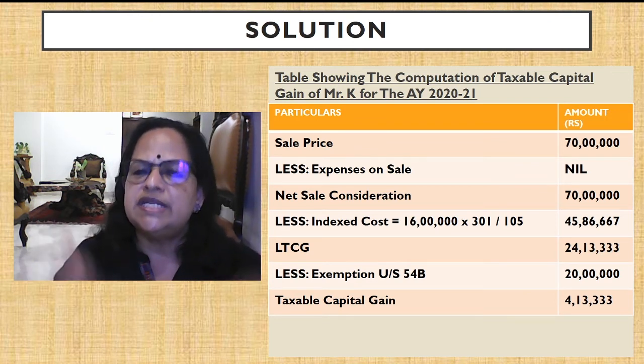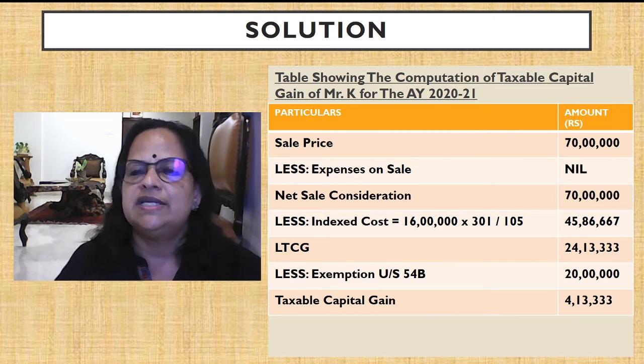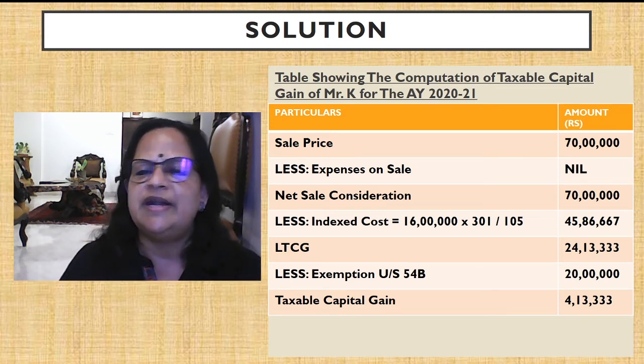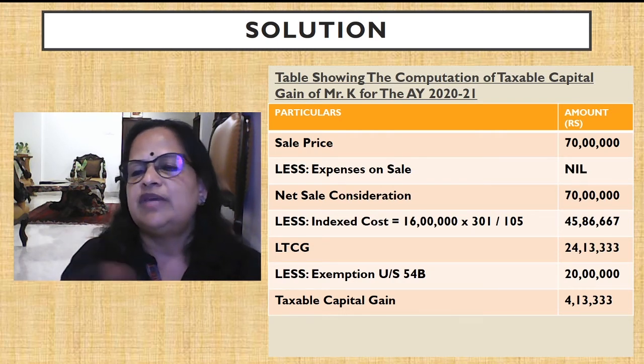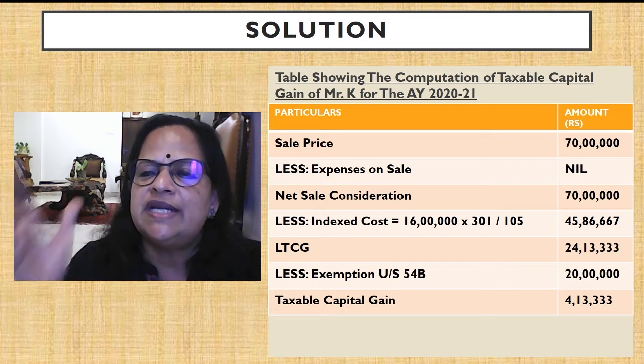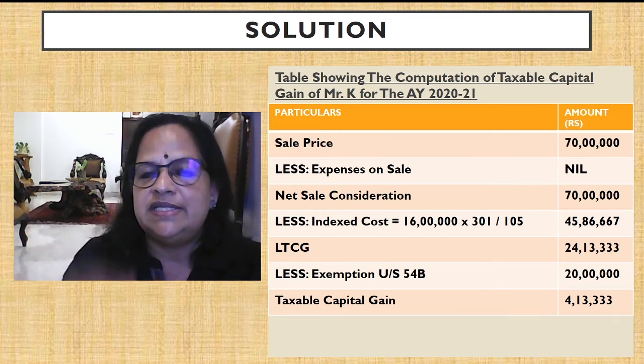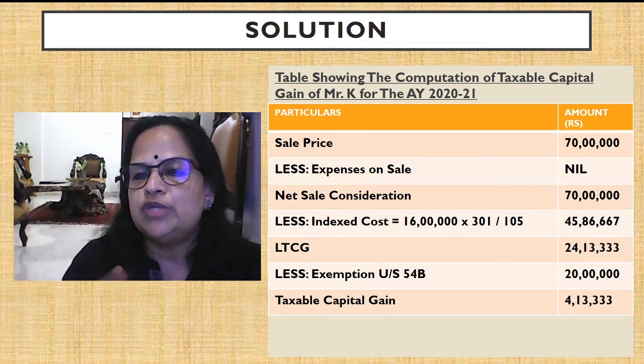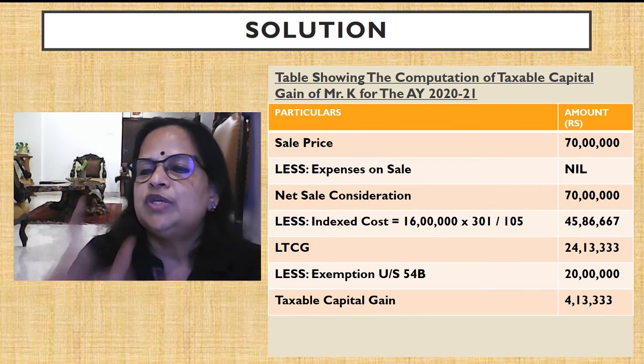Now less indexed cost, 45 lakhs 86,667. That is the purchase price into 301 divided by 105, the year of acquisition index. Now LTCG, it's long term because 2002 and 2019, it's long term. 24 lakhs 13,333.